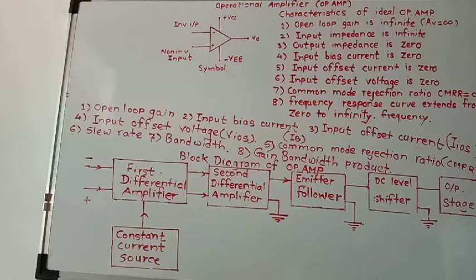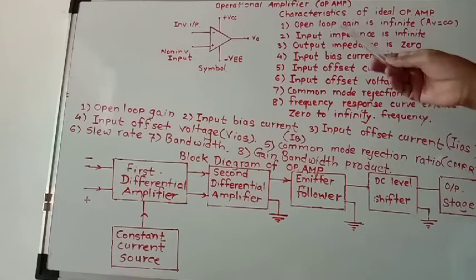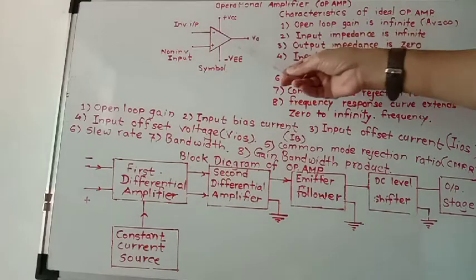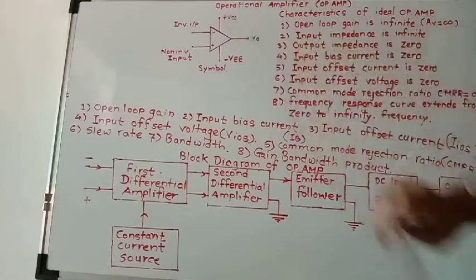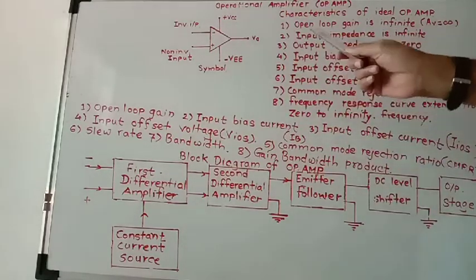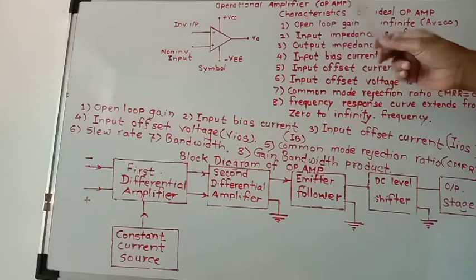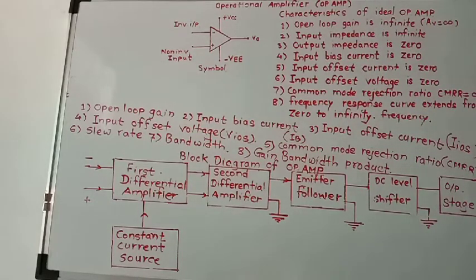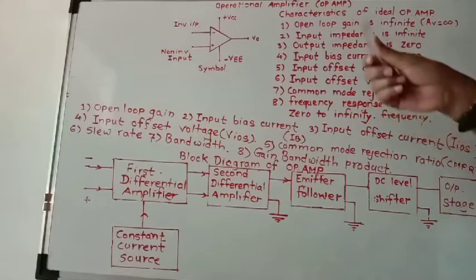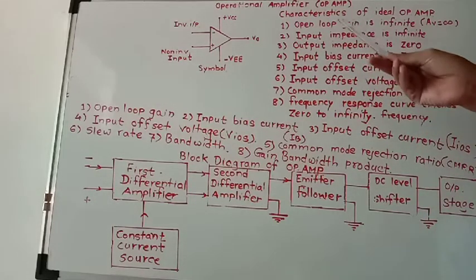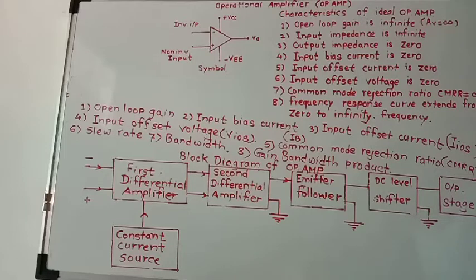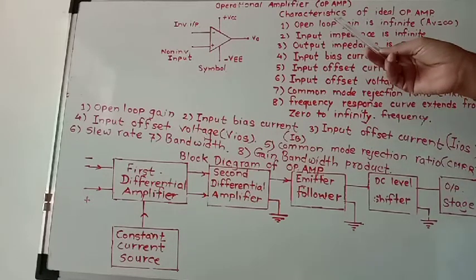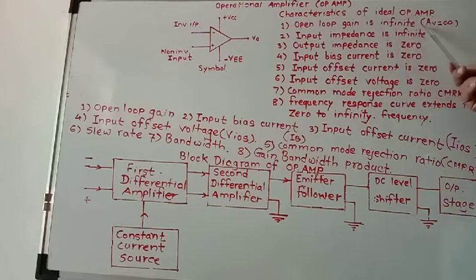So what is meant by open loop gain? Open loop gain is the gain of the amplifier without connecting feedback resistance, or without feedback. The op-amp can be used in open loop mode. Then the gain obtained is called the open loop gain, and for an ideal op-amp it is infinite. Open loop gain is indicated by the letter AV. So it is always infinite for an ideal op-amp.